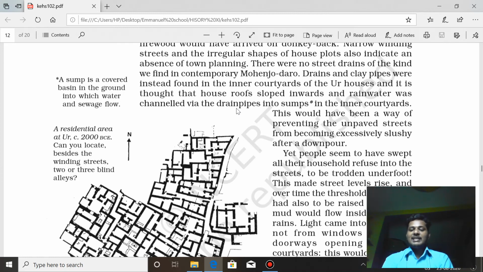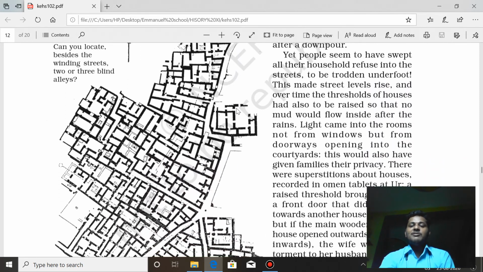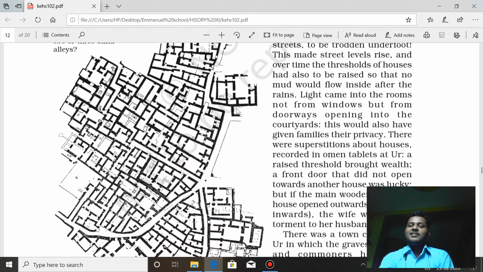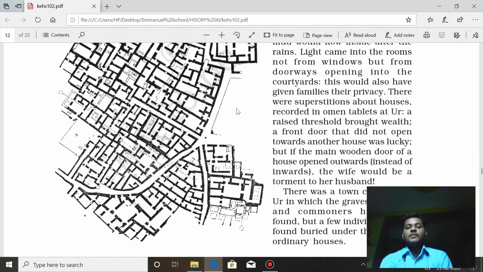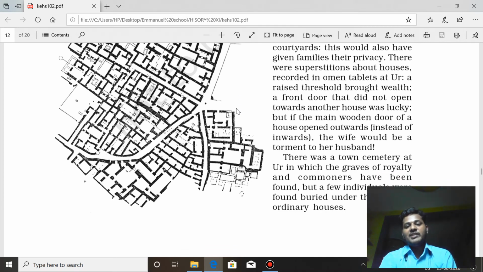Then light came directly from the main door, not through the windows, because privacy was also very important for them. And there are three superstitions about the houses of Ur. One is that an elevated threshold brings a lot of wealth. Then, if the front door faces the other houses, it is not lucky. Then, if the main door opened outwards instead of inwards, the wife of that house would be a misery and torment to the husband.